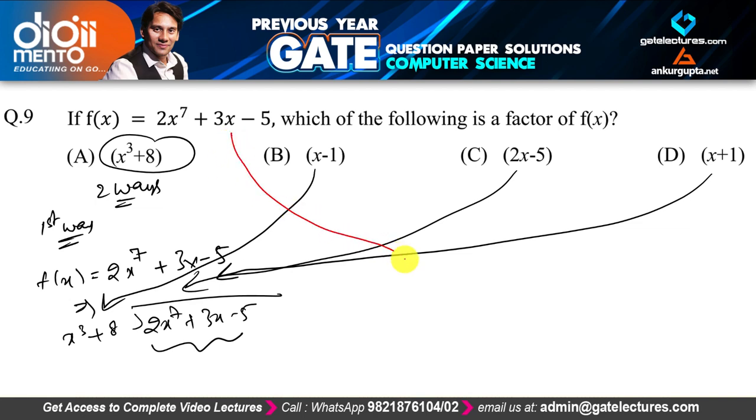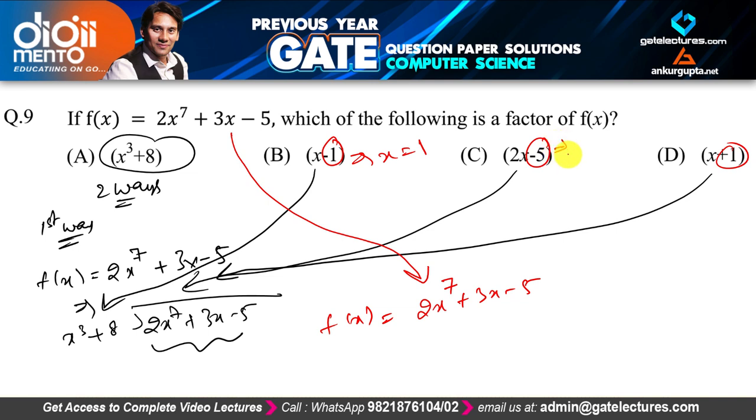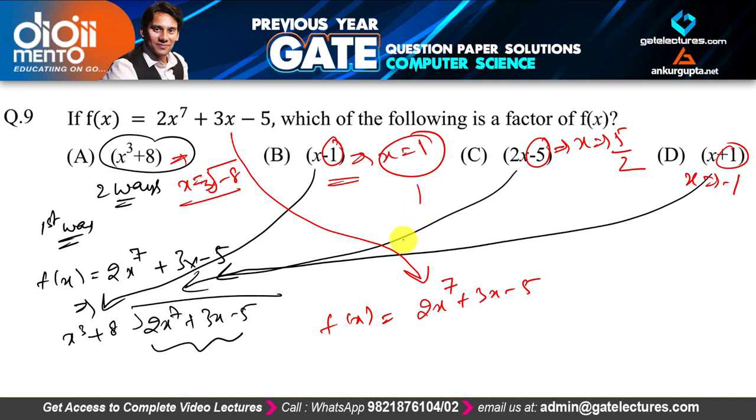That is the hit and trial method. Sometimes you can easily find the solution with the hit and trial method, and sometimes it creates a problem. For example, here we have 2x^7 plus 3x minus 5, that is the function f(x). Now here we have minus 1, here we have minus 5, and here we have 1. So from here we can say x is equal to 1, from here x is equal to 5 divided by 2, from here x is equal to minus 1, and then we can find out the values. Okay, so from here x is equal to the cube root of minus 8. So just put the value x equal to 1 here.